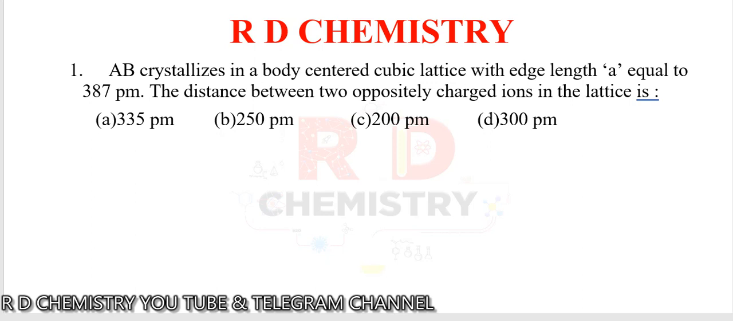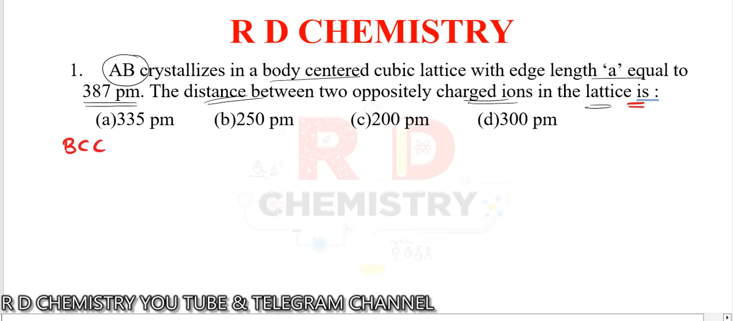Question number 1. AB crystallizes in the body-centered cubic lattice, BCC, with edge length a equal to 357 picometer. Distance between the oppositely charged ions in the lattice is. Since it is a BCC, for a metallic crystal we have root 3 a is equal to 4r.